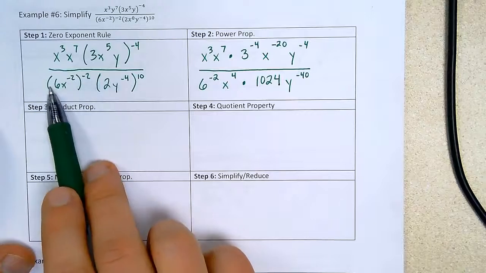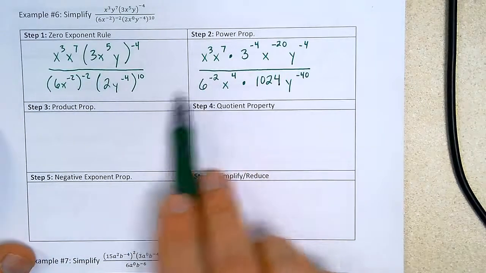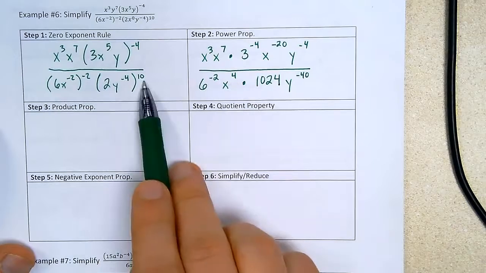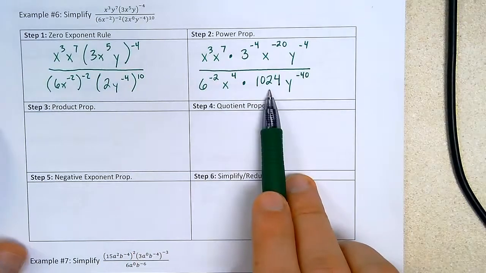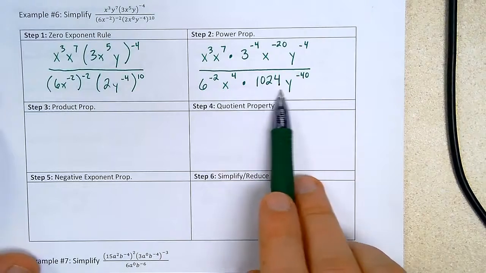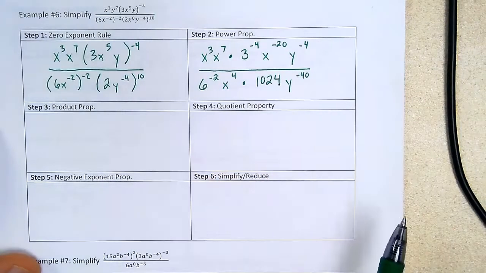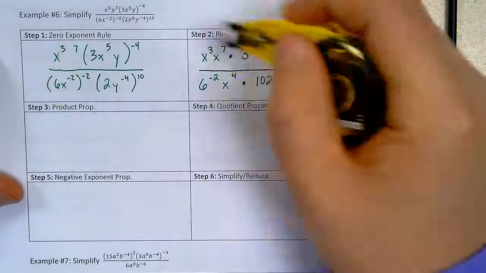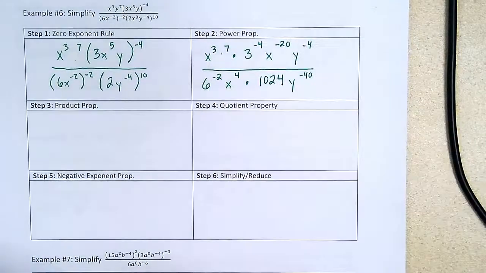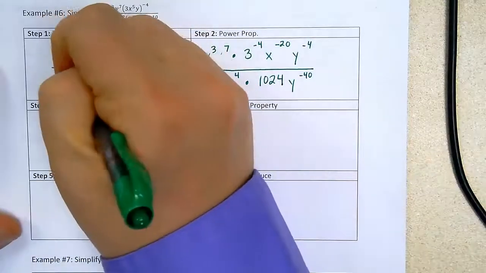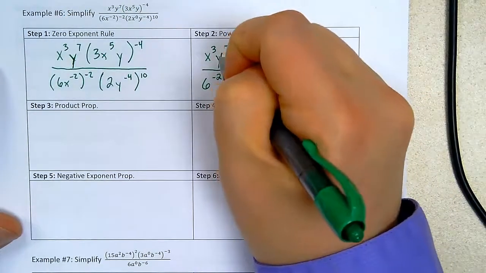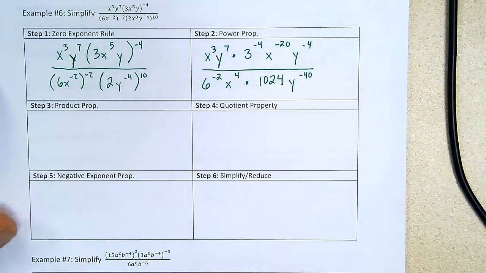Again, there's a negative exponent. Negative 2 times negative 2 is positive 4. 2 to the 10th, I went to my calculator, grabbed that number, 1024, and then y to the negative 40th. Product property. Oh, I just realized I wrote down an x where it should have been a y. Didn't follow my cardinal rule of checking every step after I finish it, but I recognized it now.